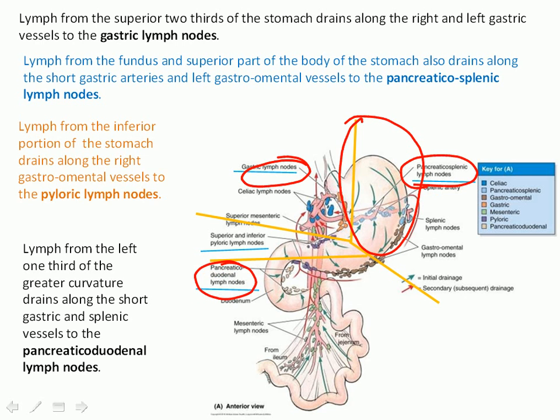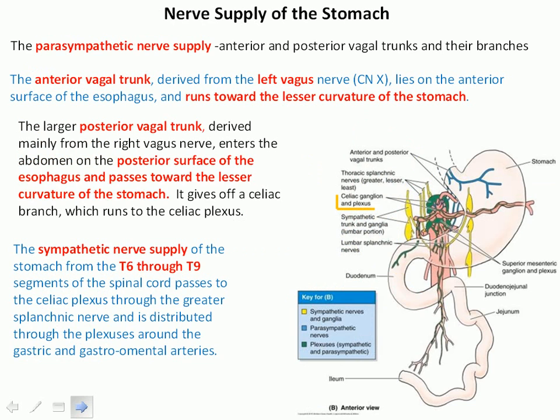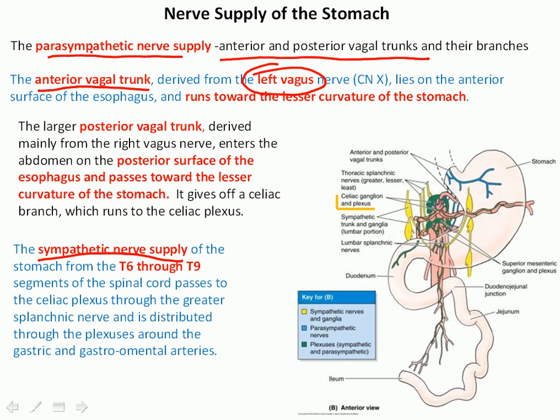So let's talk about the nerve supply of the stomach. The stomach is supplied by parasympathetic and sympathetic nerve fibers. Parasympathetic nerve supply is through the anterior and posterior vagal trunks and their branches. The anterior vagal trunk, which derives, by the way, from the left vagus nerve, lies on the anterior surface of the esophagus. After that, it runs toward the lesser curvature of the stomach.